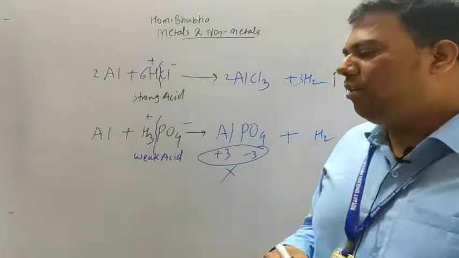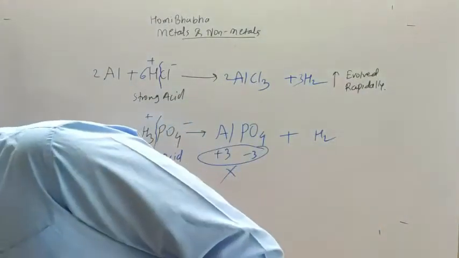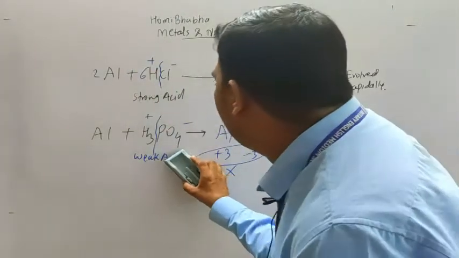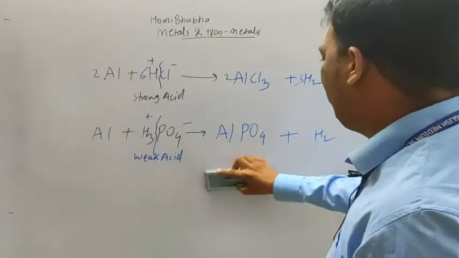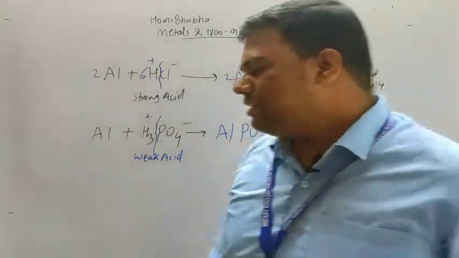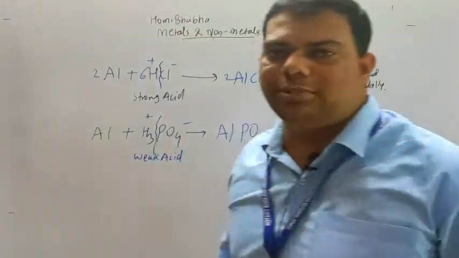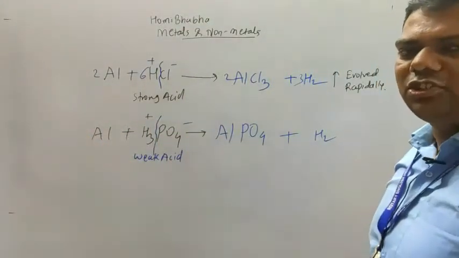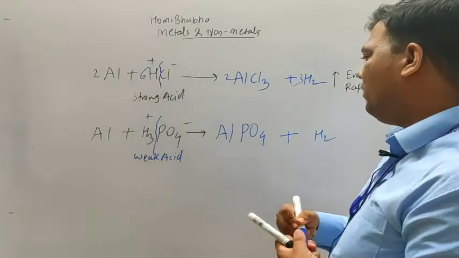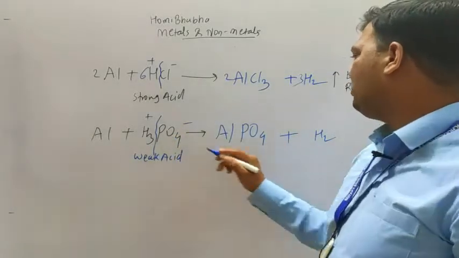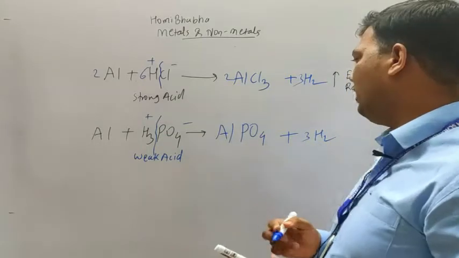For balancing the reaction, you have to write some whole number, or we can say some stoichiometric coefficient. Stoichiometric coefficient is also called the number used for balancing. So see here, 3H, so here also 3H.